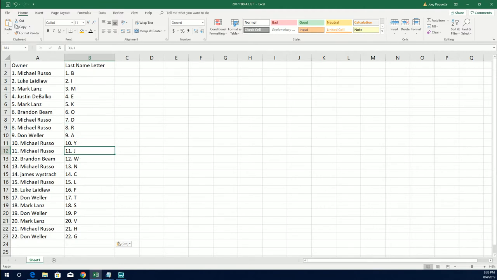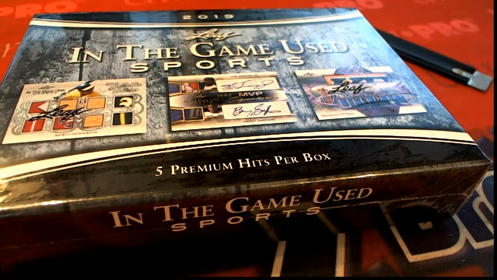Let's see what happens. Any letter can be good if it's hitting. So let's see what happens. You know, they're all pretty good letters.